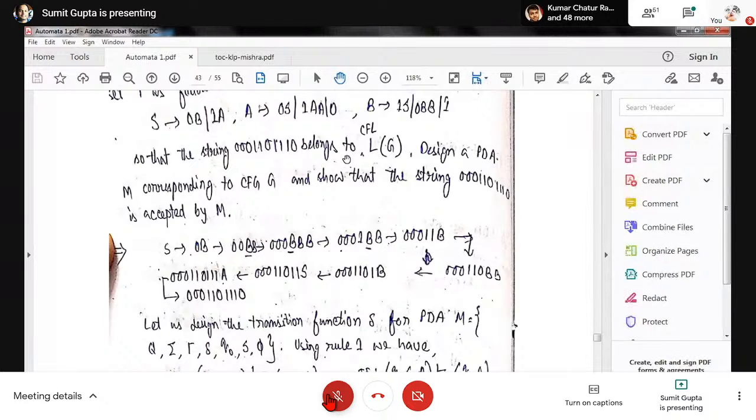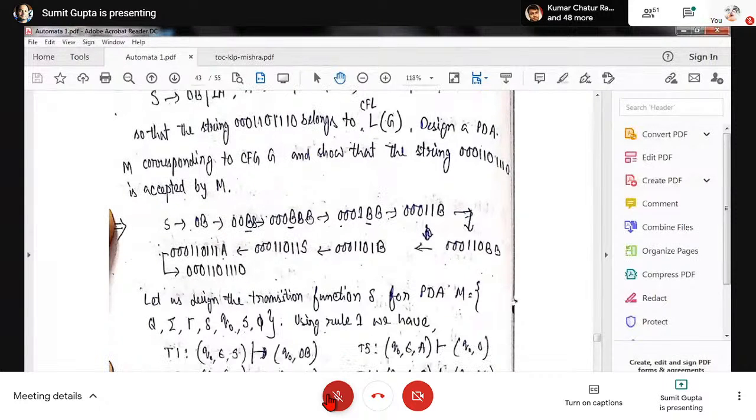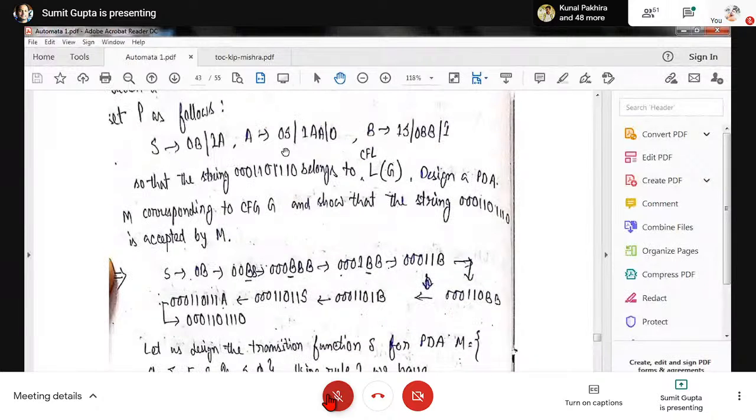Great, okay, let's continue. So this is a part of just the normal derivation where we are substituting various productions so that the given string can be created or derived. Do you want me to show this one once?